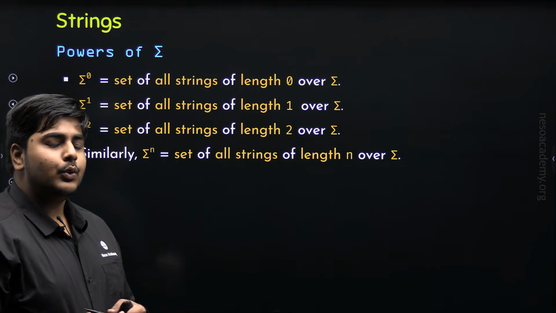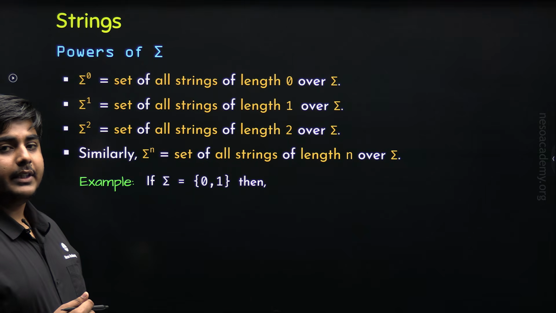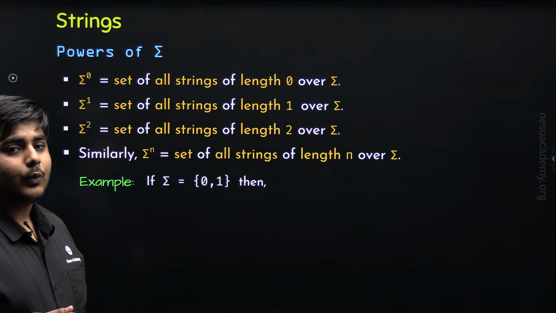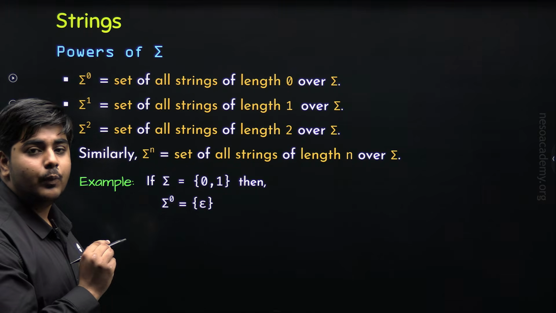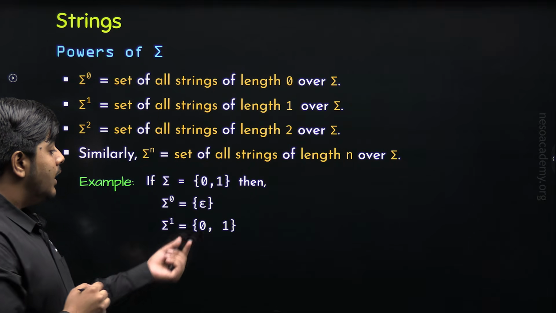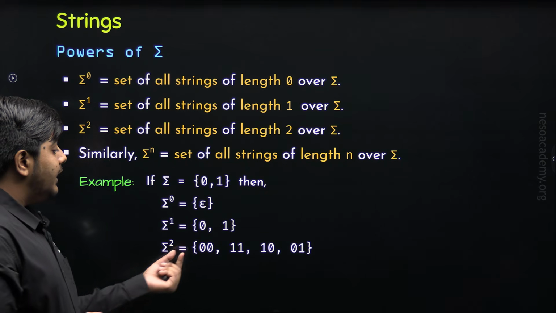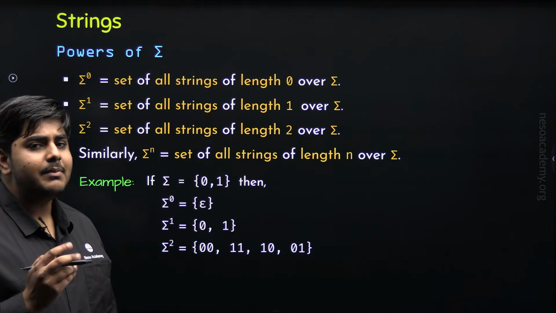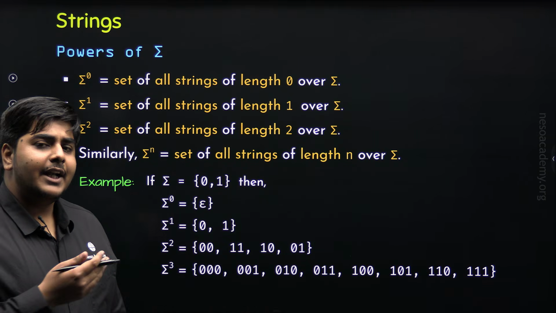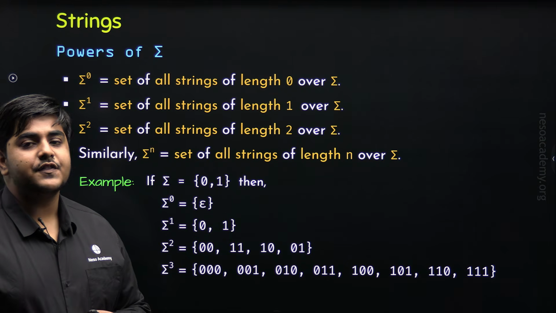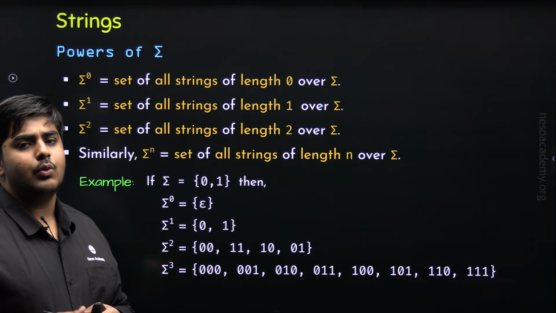Now let's take an example to understand this. That is, sigma equals 0, 1, our binary alphabet. Now what will be sigma to the power 0? It will be the set of only epsilon, the string of length 0. Sigma to the power 1 is equal to 0, 1, the strings of length 1. Sigma to the power 2 contains all the strings of length 2. Similarly, sigma to the power 3 will contain all the strings of length 3. And in the same way, we can calculate other powers of sigma as well, like sigma to the power 4, power 5, power 6, and so on.